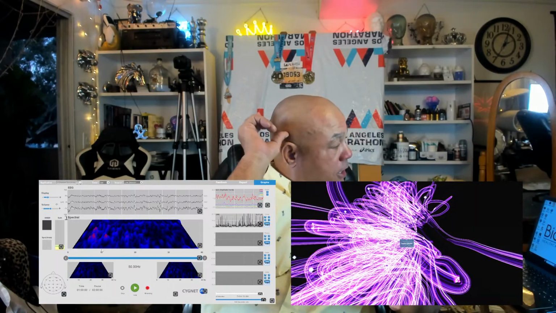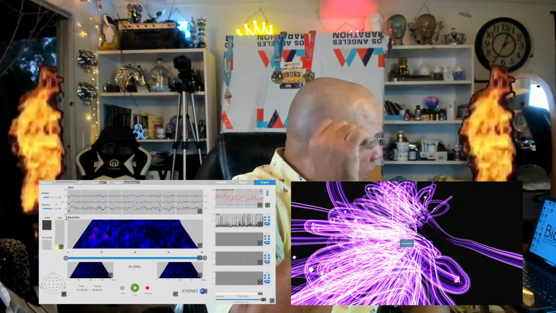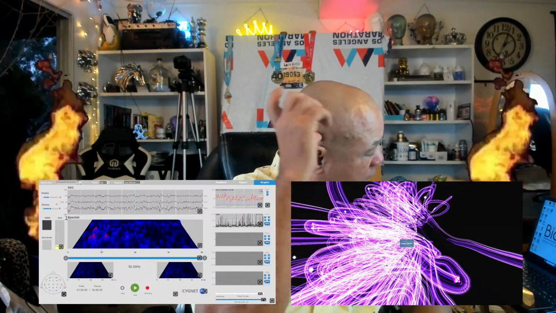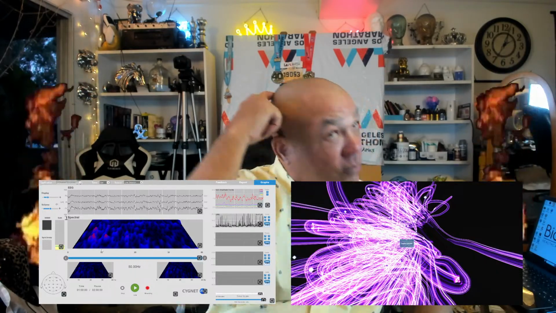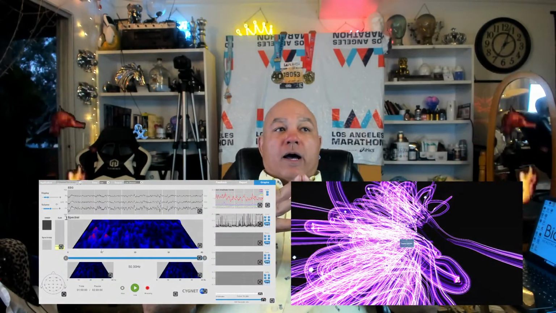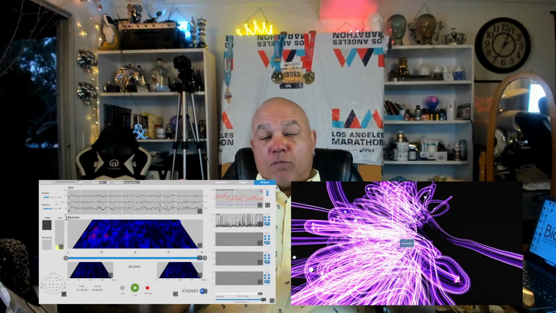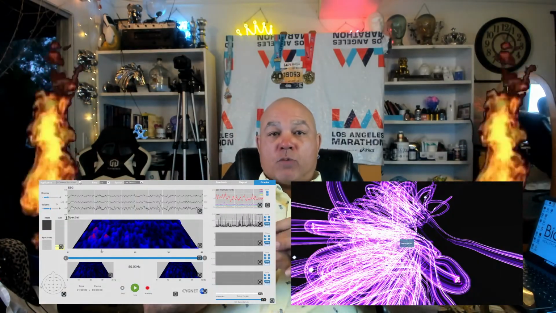Also, T4, P4, parietal, the temple right here behind the ear, and parietal lobe right there. That is also very good in the very beginning stages for infralow neurofeedback, to calm the right side of the brain, right? To calm the right hemisphere of the brain.